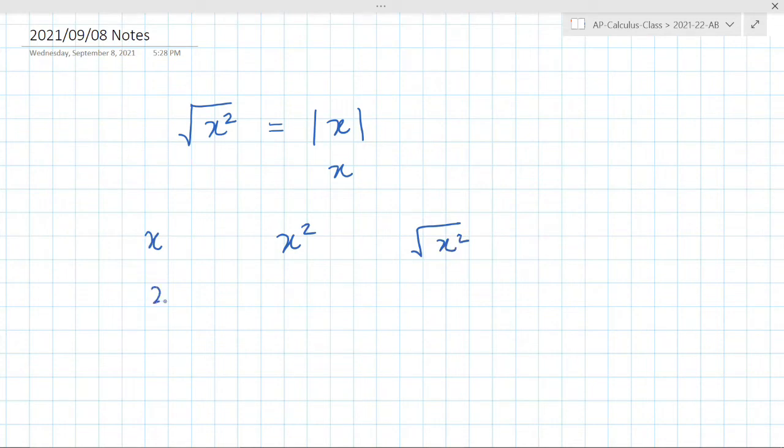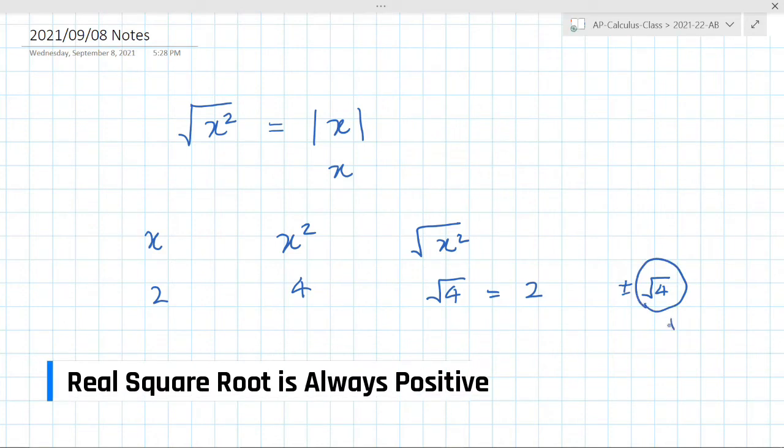So if I have 2, what is this? It is always 2. Square root of 4 is a number, which is 2. If you had to have plus or minus, then you would be saying plus or minus square root of 4, if you're trying to solve a problem. And I'm going to show you in a moment. But square root of 4 is always positive.